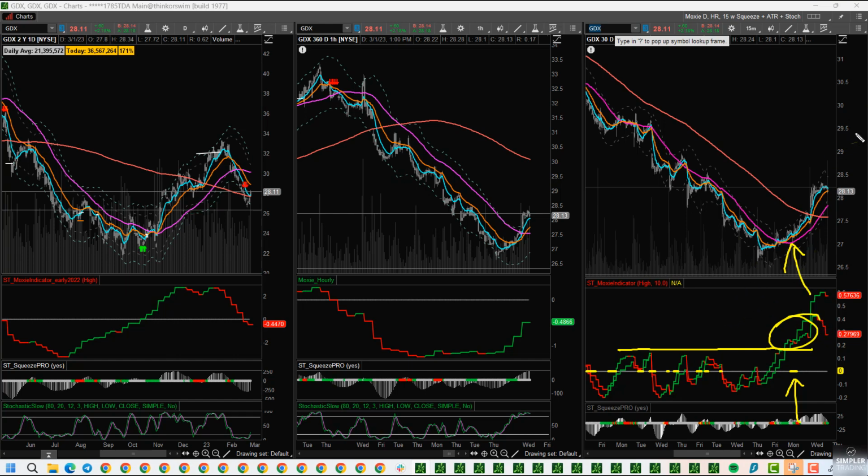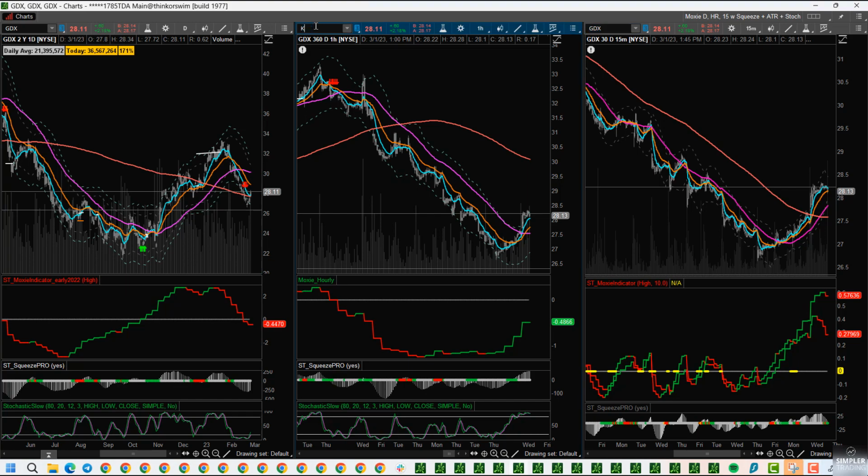So pretty good, small little trade right there. I do think that this is the beginning of some move. So I'm waiting for now the hourly chart to set up. And as far as that hourly chart setting up, look at this. We have price down, Moxie indicator has been moving up. So that is a form of positive divergence.